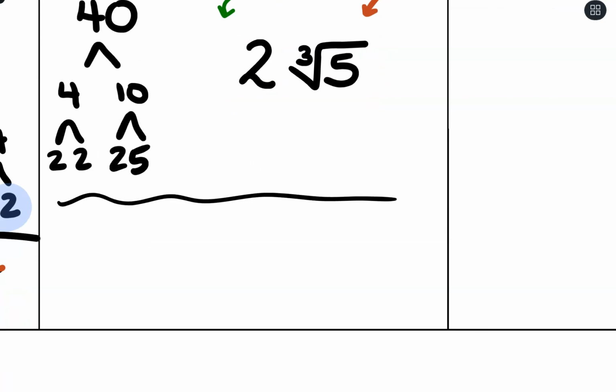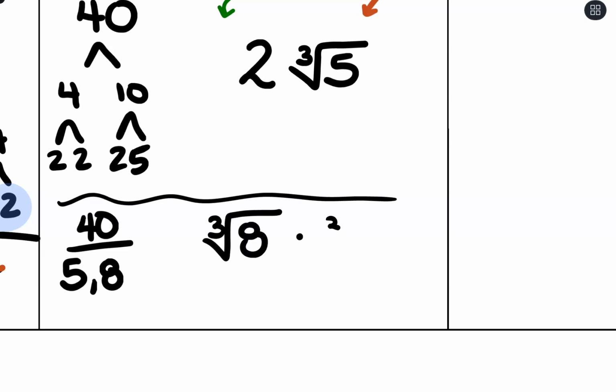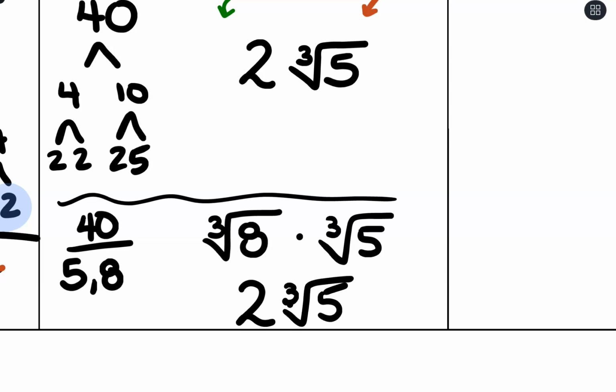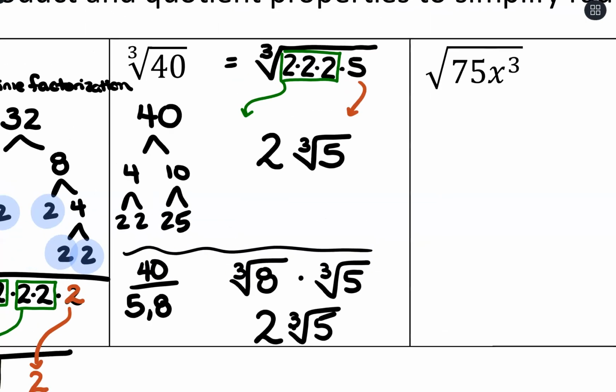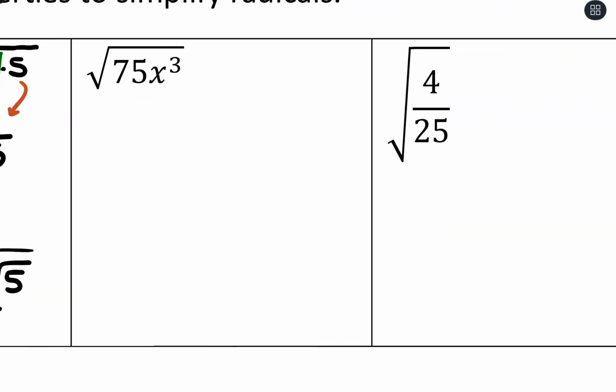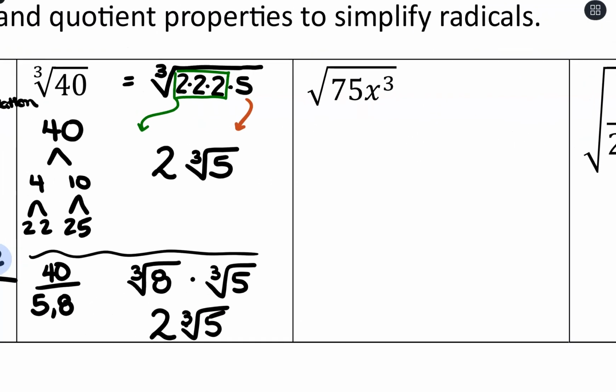The other way would be to see that 40 is made up of 5 times 8, which 8 makes a nice cube from 2 cubed. So we could write this as the cube root of 8 times the cube root of 5, and the cube root of 8 would be 2 times the cube root of 5 to get to that same answer. Okay, you only need to do one method. I'm just showing you both so that you can get comfortable with trying these out. And again, it's just whichever works best for your brain.